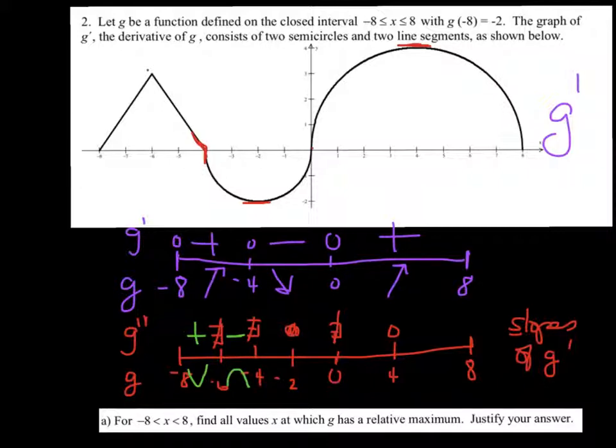From -4 to -2, it continues to have negative slopes, continues to be a decreasing graph, so continues to be concave down. Between -2 and 0, we start to go up again, and so we have positive slopes, and we would say we're concave up. Okay, between 0 and 4.